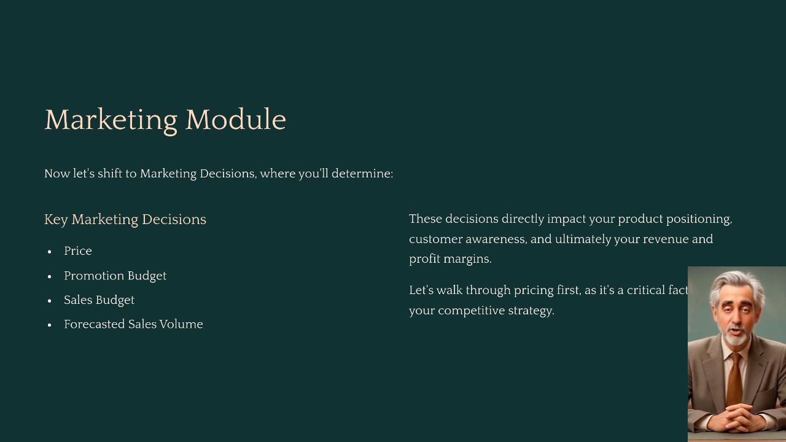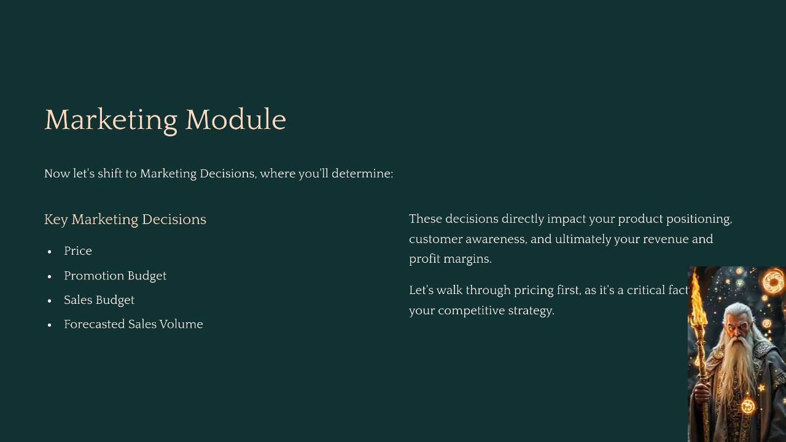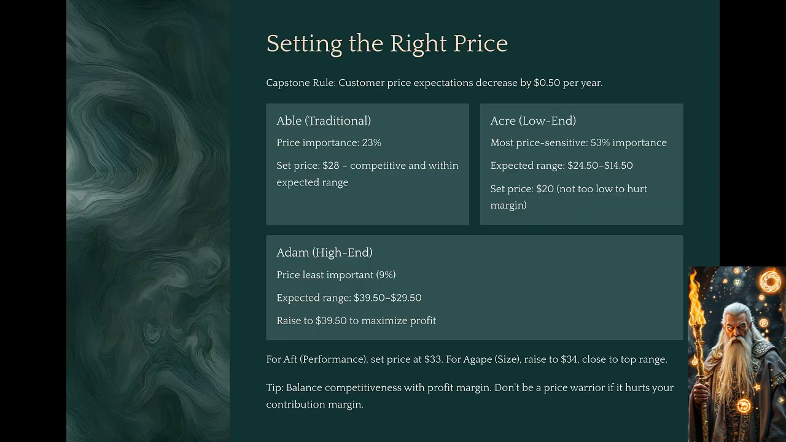5. Marketing module. Now let's shift gears to marketing decisions, the next essential step. In this module, you'll decide price, promo budget, sales budget, forecasted sales volume. Let's walk through pricing first. 6. Setting the right price. Capstone rule: customer price expectations decrease by 50 cents per year.